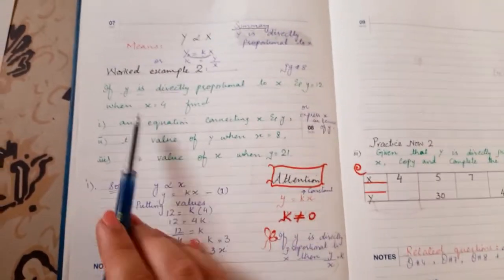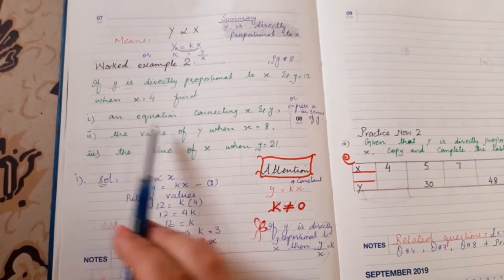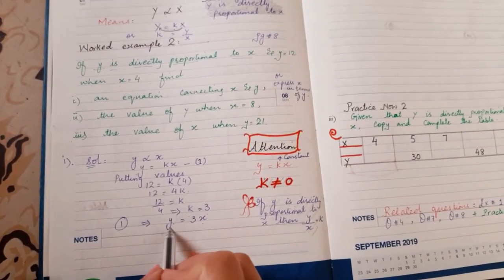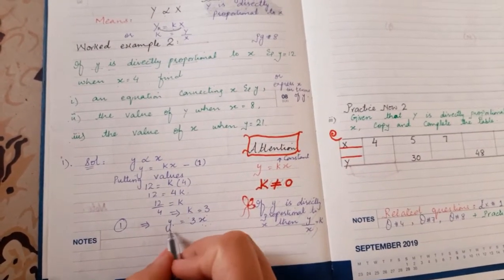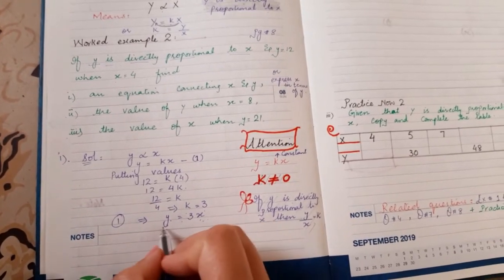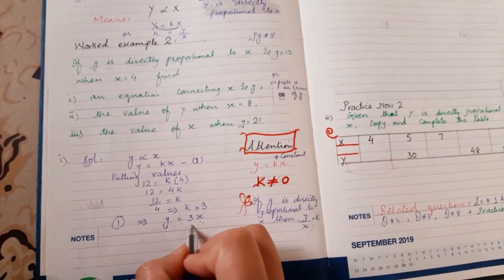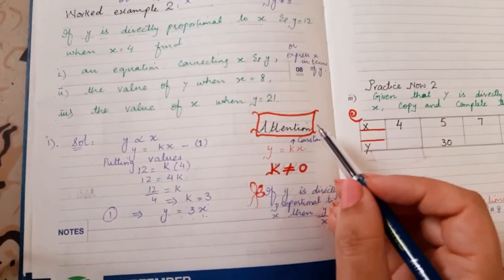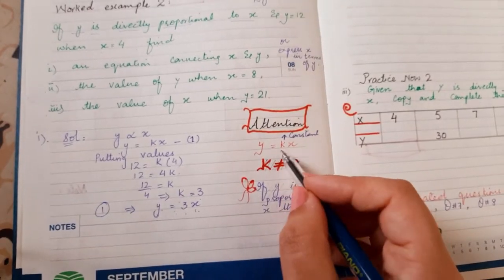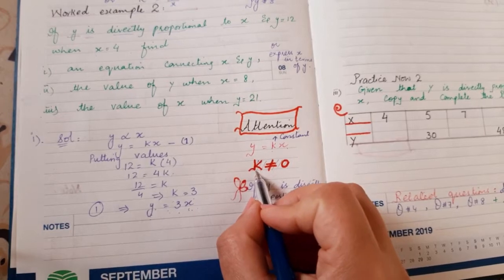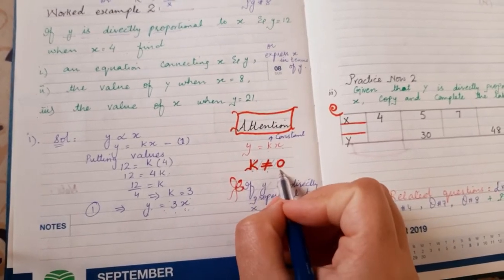But first, what is given to us, we have to find an equation connecting x and y. You can see that we have connected the value of x and y. How? Y is equal to 3 times x. How are you going to read it? Y is equal to 3 times x. Here are some things given to you. Attention. Y is equal to kx. K is the constant, and the value of k must not be equal to 0.